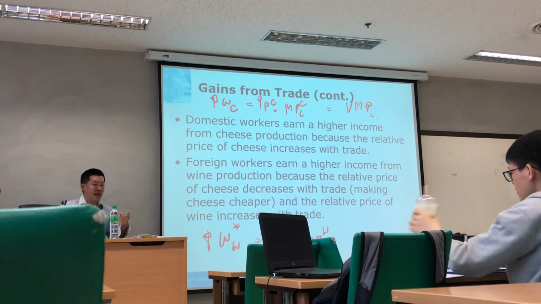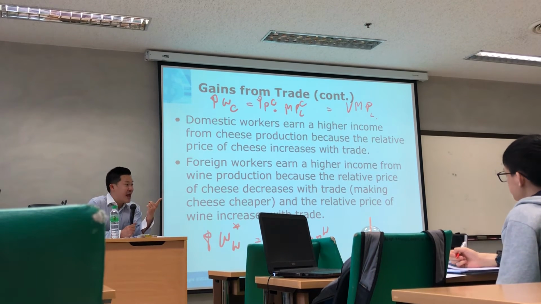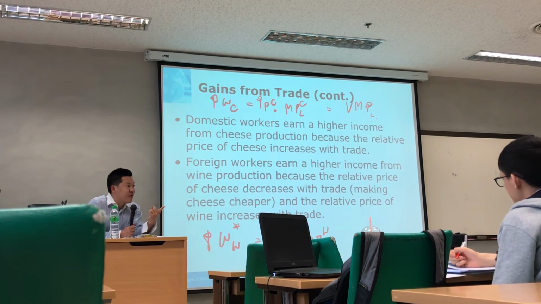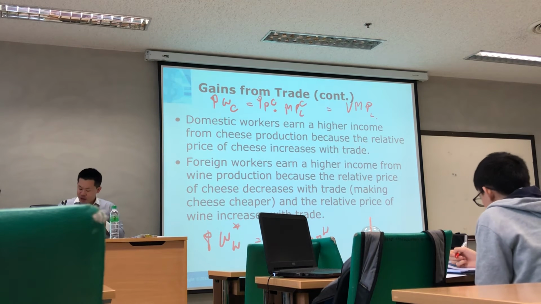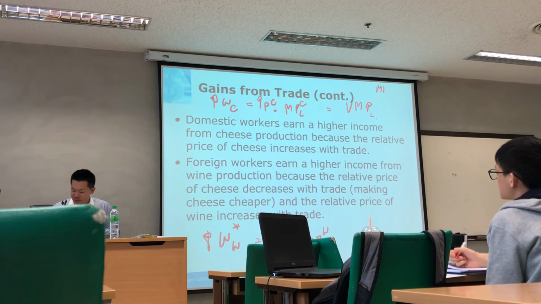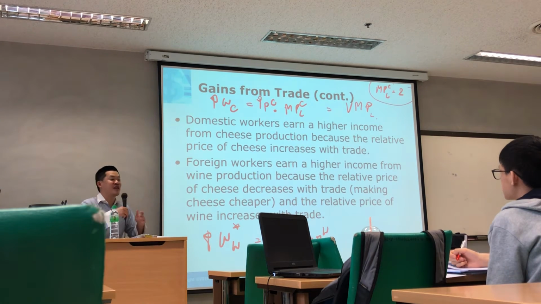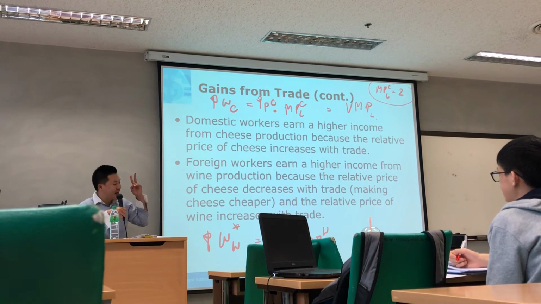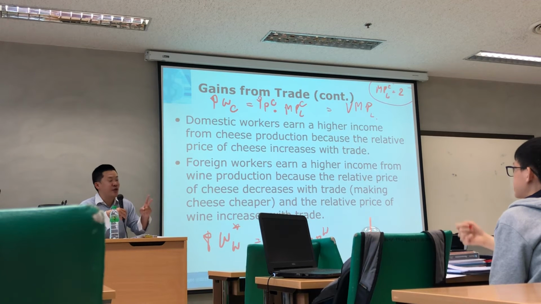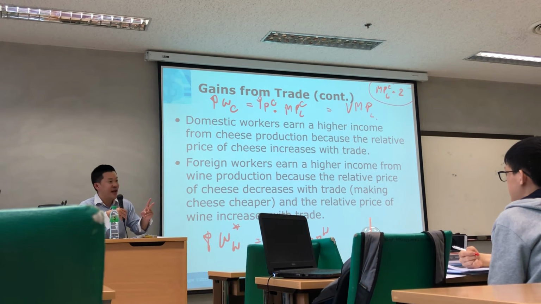Because MP means 1 ounce can produce how many units of goods. For example, MPL equal to 2. What does it mean? 1 ounce can produce 2 pounds of cheese. Then the price of cheese is $2 per pound.